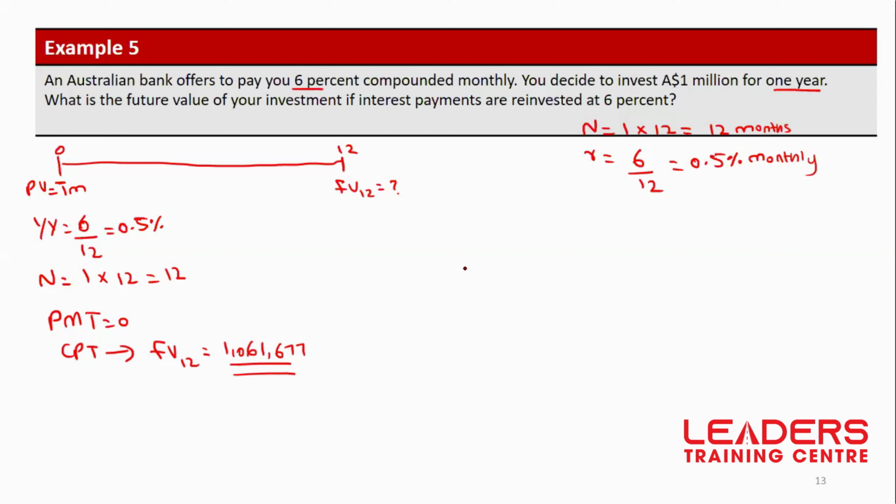If we're doing it using the formula, we would say present value times 1 plus R to the power of N. R is going to be the monthly rate. So we would say this is 1 million times 1 plus 0.005, because it's 0.5%, to the power of 12. And that should give you the same answer.